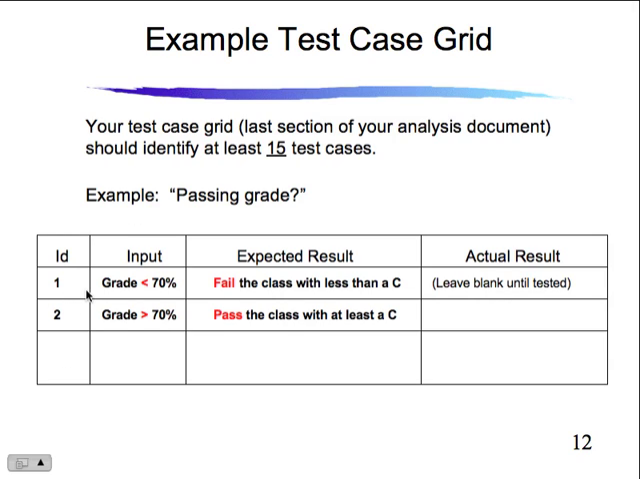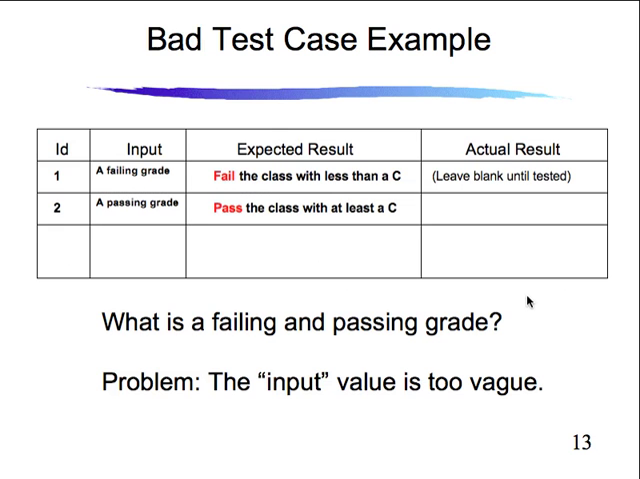We're not linking this to a requirement spec, and you don't have to do that for yours either. So you do not have to link it to your requirements document. You can just create a standalone numbering system, and you can use number 1, number 2, number 3, all the way up to 15 if you want. In terms of the input, the grade is smaller than 70 or the grade is larger than 70. Expected results: fail the class with less than a C, pass the class with at least a C, and leave blank until tested. Seems pretty simple.